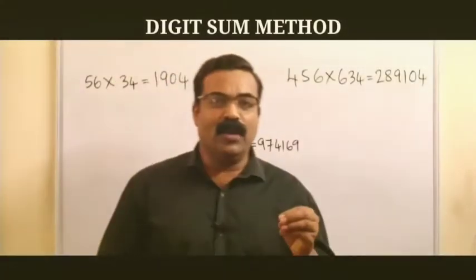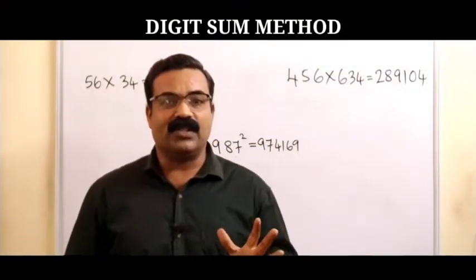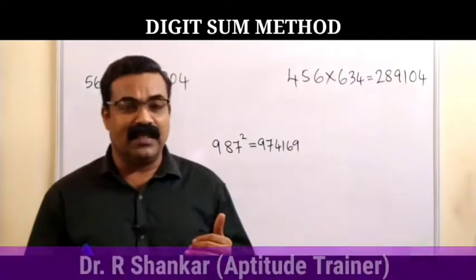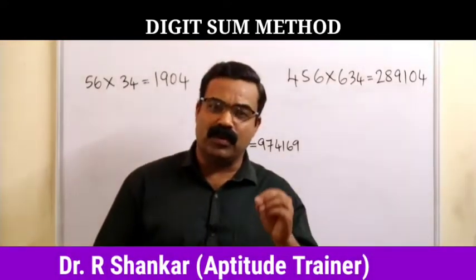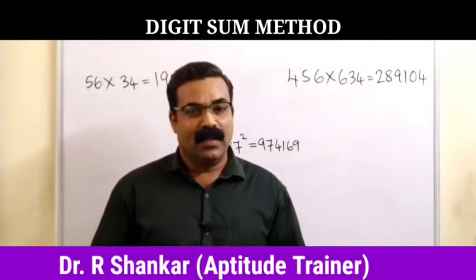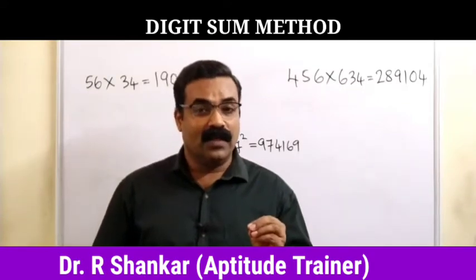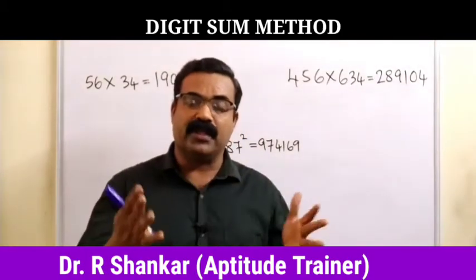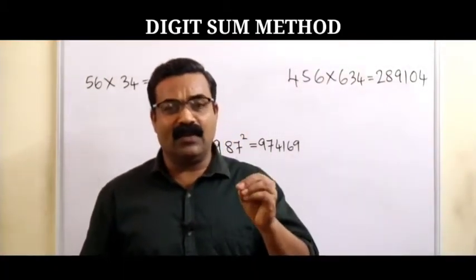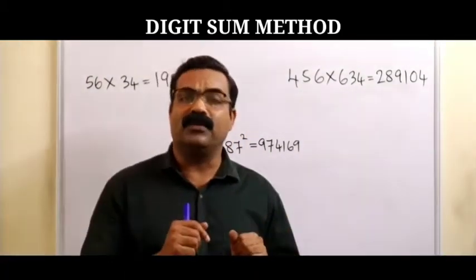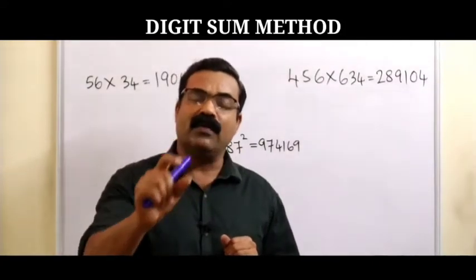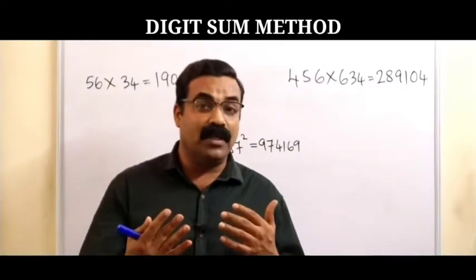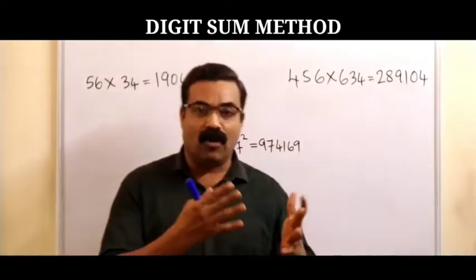In this video, we are going to see a special technique called the digit sum method. It has a very vast application in almost every competitive exam. This technique is so powerful that whenever a mathematical operation is given to you with four options, even without calculating or solving the question, you can find out which is the correct option. Normally in competitive exams, the questions are given with four options.